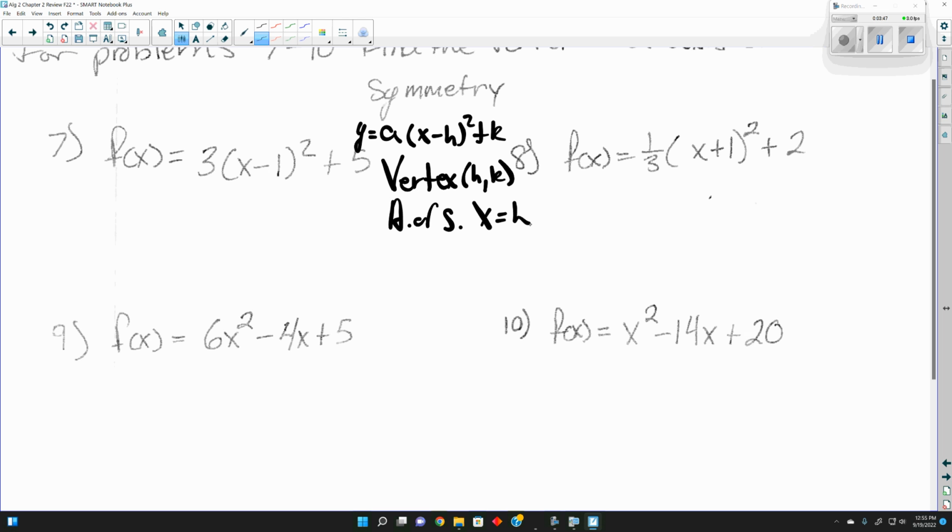And we could look at either one of these. Well, for number 7, the vertex is (1, 5), because our h and k is the opposite of what we think. And the axis of symmetry is x is equal to h. x is equal to 1.